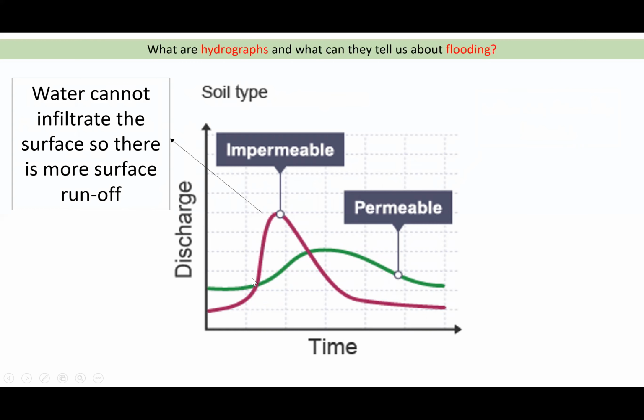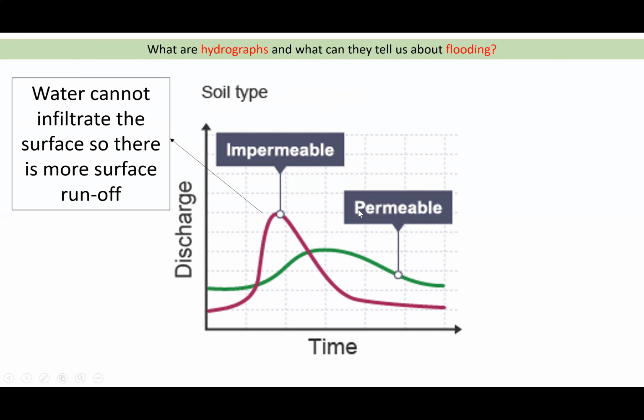In urban areas, you might see a hydrograph this shape, because the soil, which allows water to infiltrate through it, has been replaced with impermeable surfaces like concrete. And this will not allow the water to go through it. It cannot infiltrate it. So instead, it remains a surface runoff and flows along the surface of the concrete or the road into the river.